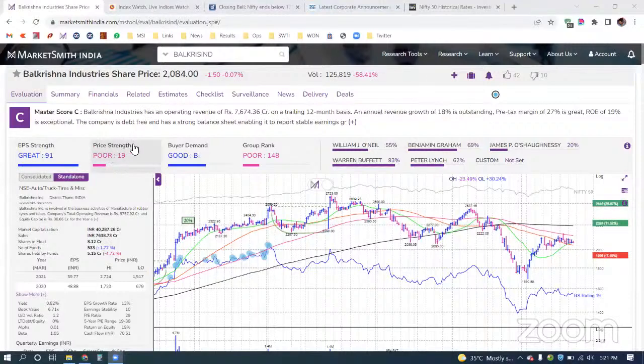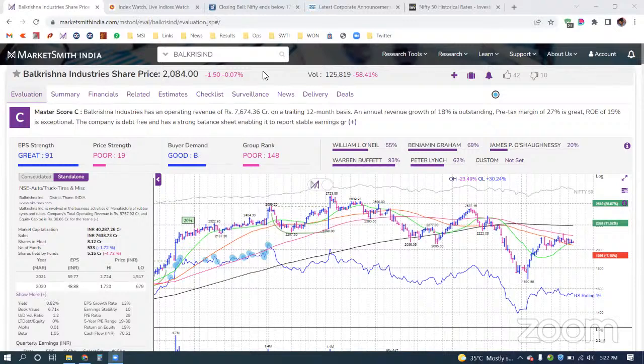However, on price strength, it is a poor rating, because price strength is a technical characteristic of the company. As the stock has failed breakout and it has breached its key moving averages, whereas the overall market is trending above key moving averages, this stock is trading below key moving averages. That indicates underperformance when compared to the general market. Hence, its RS is poor.